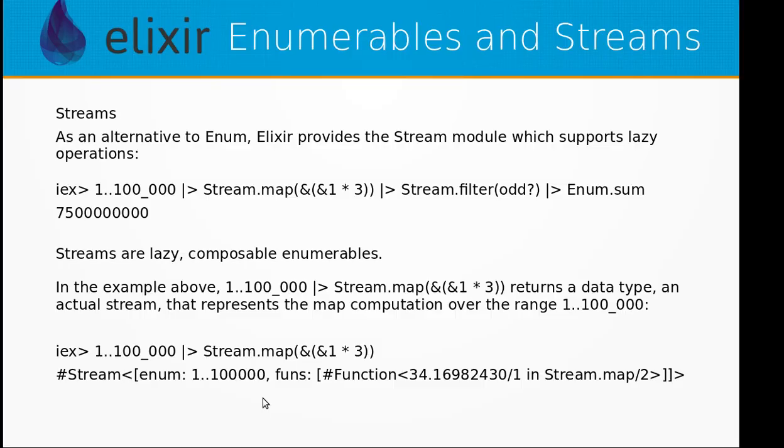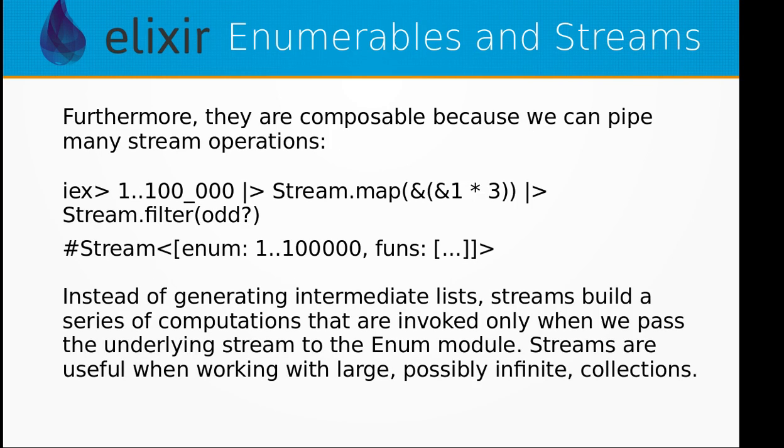Streams are lazy composable enumerables. In the above example, the range from 1 to 100,000, then Stream.map returns a data type, an actual stream that represents the map computation over the range from 1 to 100,000. Furthermore, they are composable because we can pipe many stream operations like we did in the previous example.